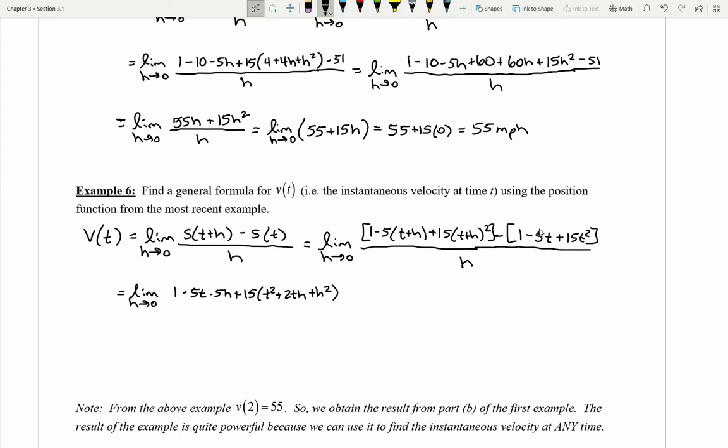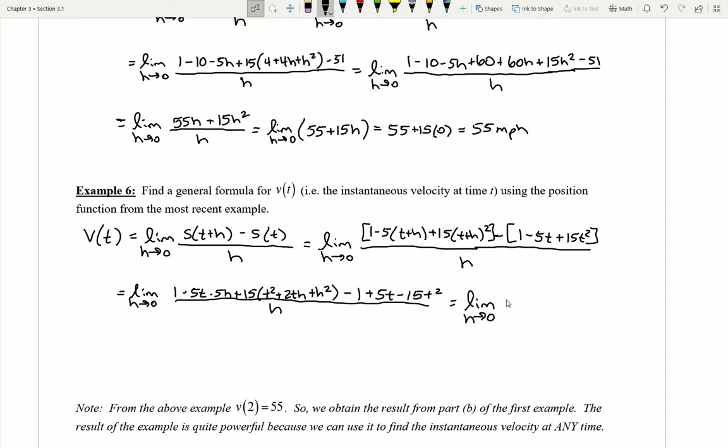Over here I'm going to distribute my negative sign, and so I'm going to get minus 1 plus 5t minus 15t squared. Okay, so all of this is in the numerator over h. Now, for the sake of space, I'm going to try to simplify down here a couple things all at once.